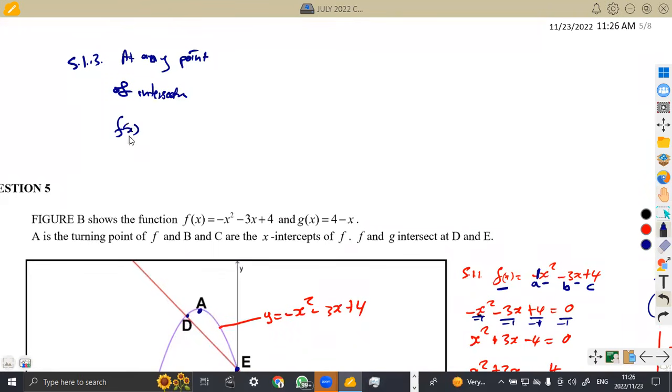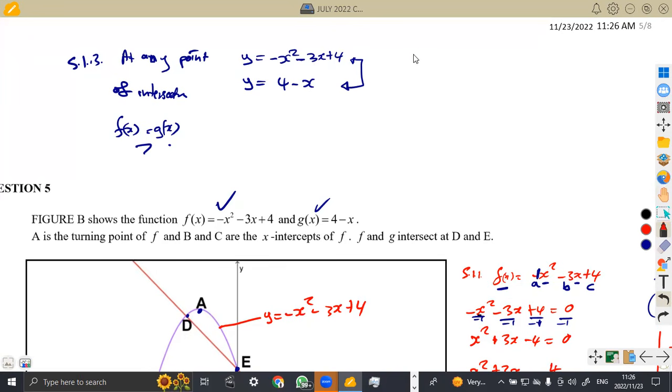So therefore, f of x is equal to g of x. So what does it mean? You're supposed to solve the given equations simultaneously. We have the first equation, y is equal to minus x squared minus 3x plus 4. The other equation is y is equal to 4 minus x. And these two are equal at the point of intersection. So if they are equal, it simply means you have to equate the two equations.